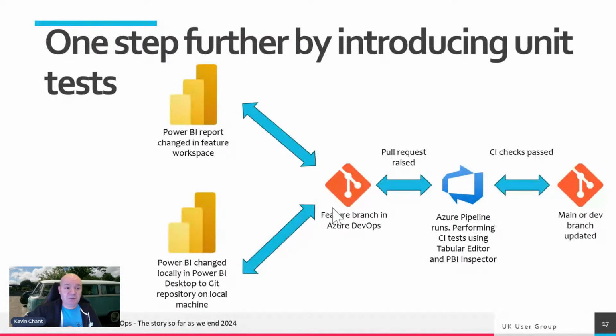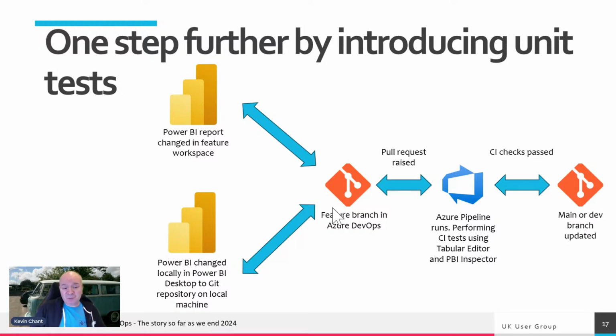Then when you go to do the pull request to merge your changes into your main or dev branch, run some continuous integration tests by having what's known as a branch policy in place in Azure Repos, which will run a pipeline. I will be showing a demo of this shortly, everybody. So that is my recommendation.